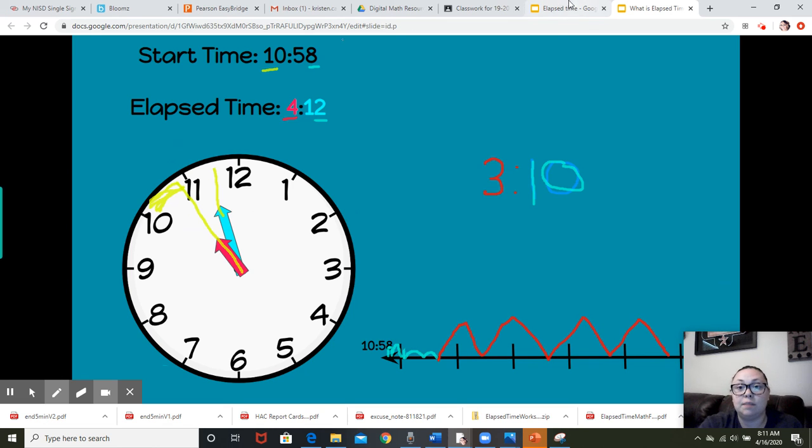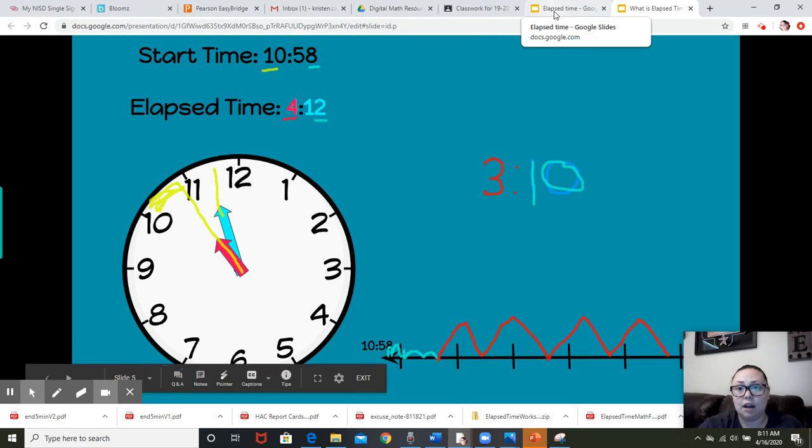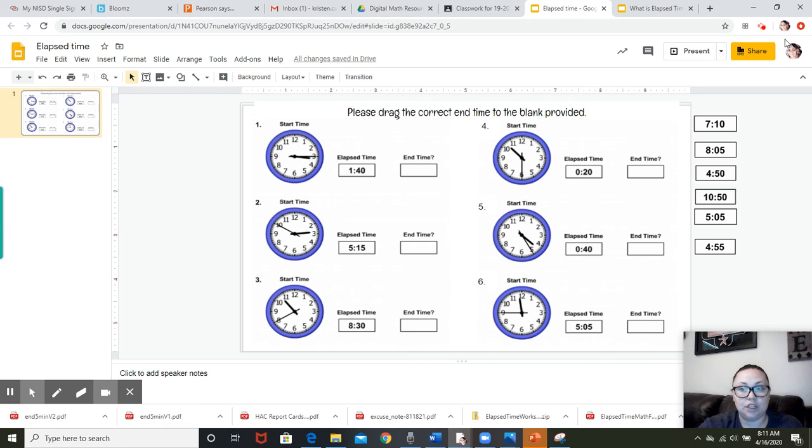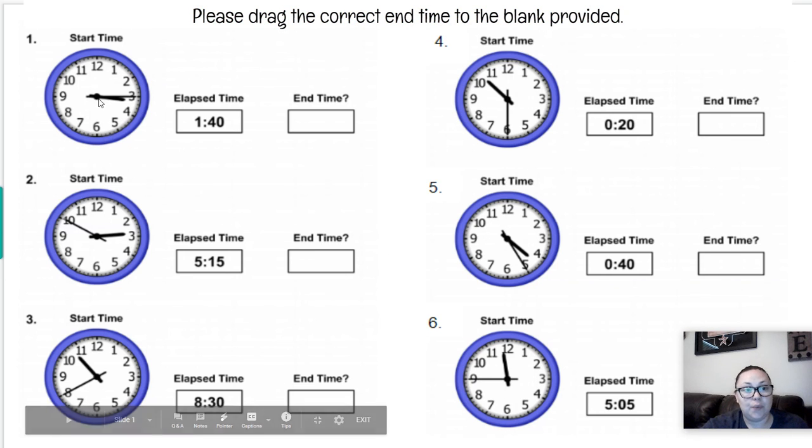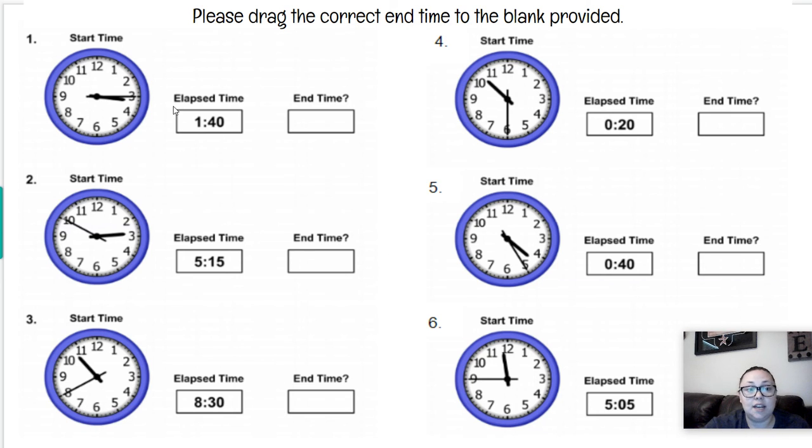So what I'm going to do is show you your actual assignment for today. The assignment that y'all are going to be doing today looks just like this. Okay? It's got the clocks right here with the start time, and then it is giving you the elapsed time. So when you look at this clock, here's your hour hand, and it's on the 3:15. So your start time on this one is 3:15.